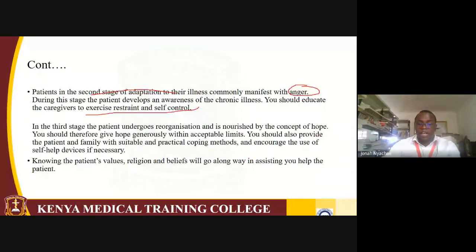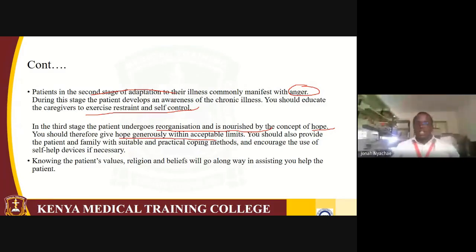Then in the third stage, they start undergoing reorganization and are nourished with the concept of hope, and you should therefore give hope generously within acceptable limits. If a person has a tumor, you don't tell them they will surely be healed; those are for religious pastors. Or you can just give them hope that if we give you this medication, you're not going to feel pain. You're going to have some quality life, with your kids and your family around you, and everything that you may have wanted. So you just support them.